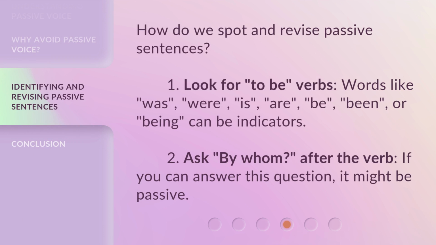How do we spot and revise passive sentences? 1. Look for to be verbs. Words like was, were, is, are, be, been, or being can be indicators. 2. Ask by whom after the verb. If you can answer this question, it might be passive.